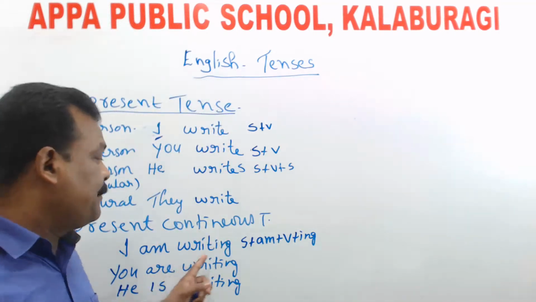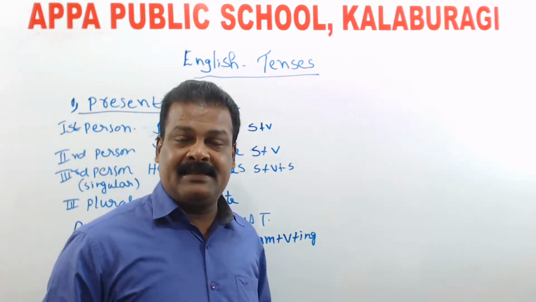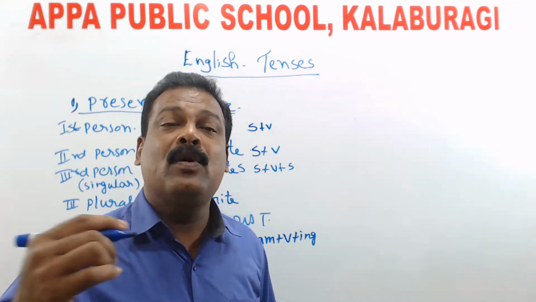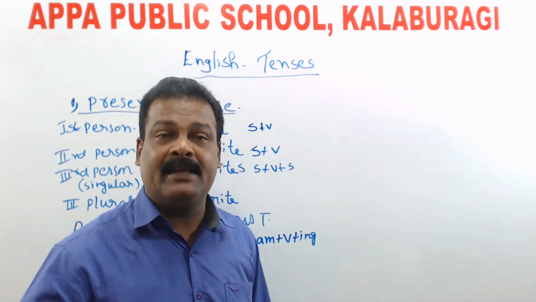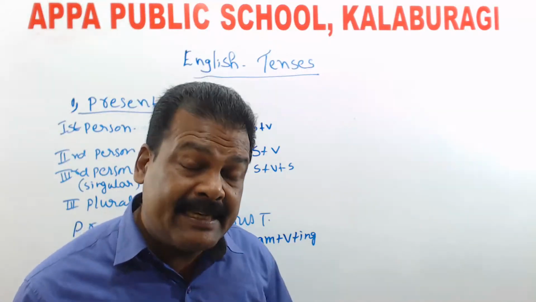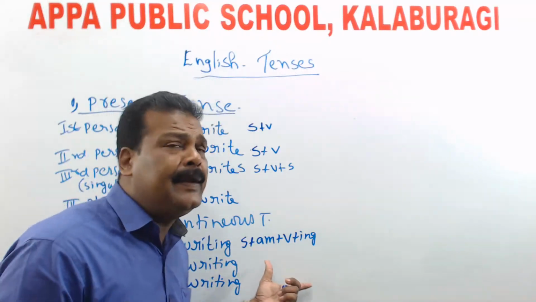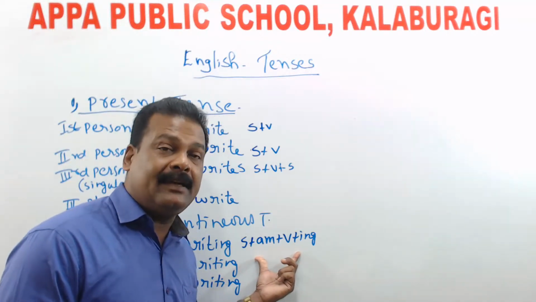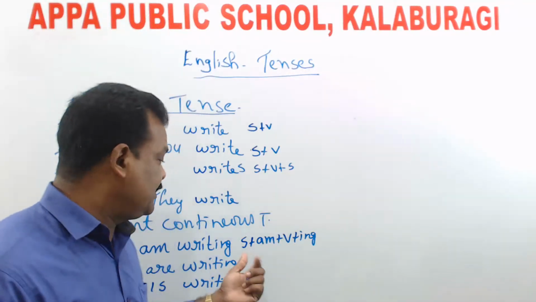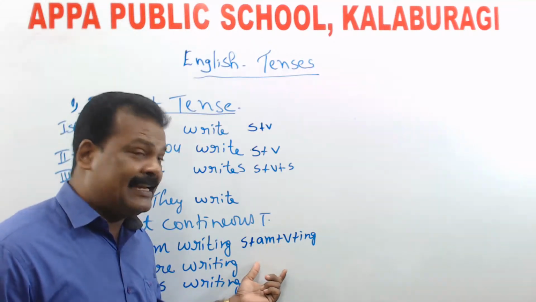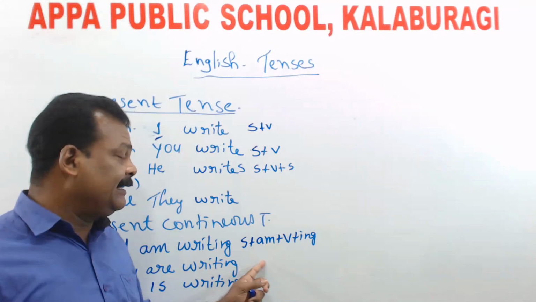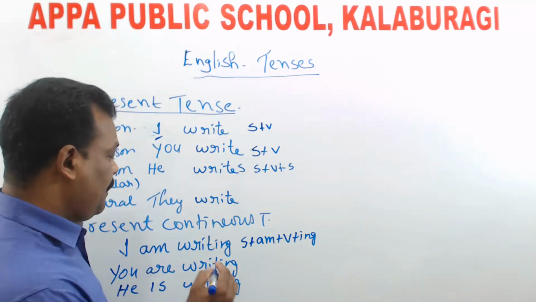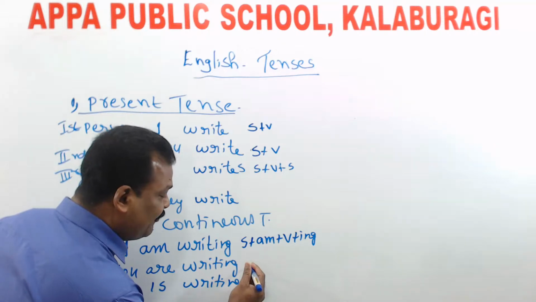What is this? Present continuous tense. I am writing, I am sleeping, I am going, I am walking, I am eating, I am singing. See, any sentence you can construct if you know this formula exactly. So present continuous, first person it is am, second person it is are, third person it is is. See, am, are, is.